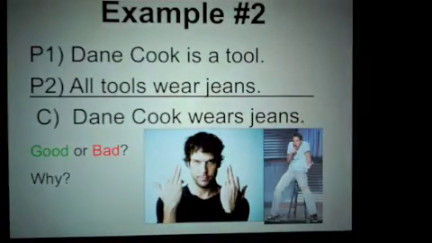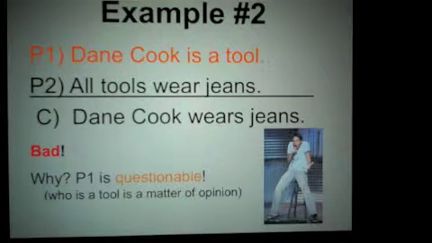Anyway, ask yourself about this argument. Is this a good or a bad argument? Have we offered good evidence in support of that conclusion? All right, I think this is a bad argument, and the reason why is because our premises fail the truth test. And I'm going to introduce something a little bit weird now.